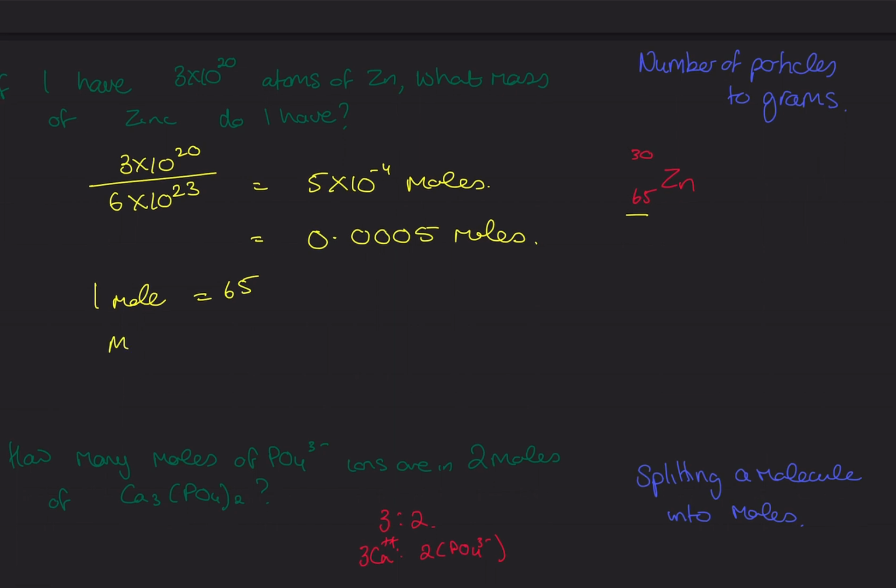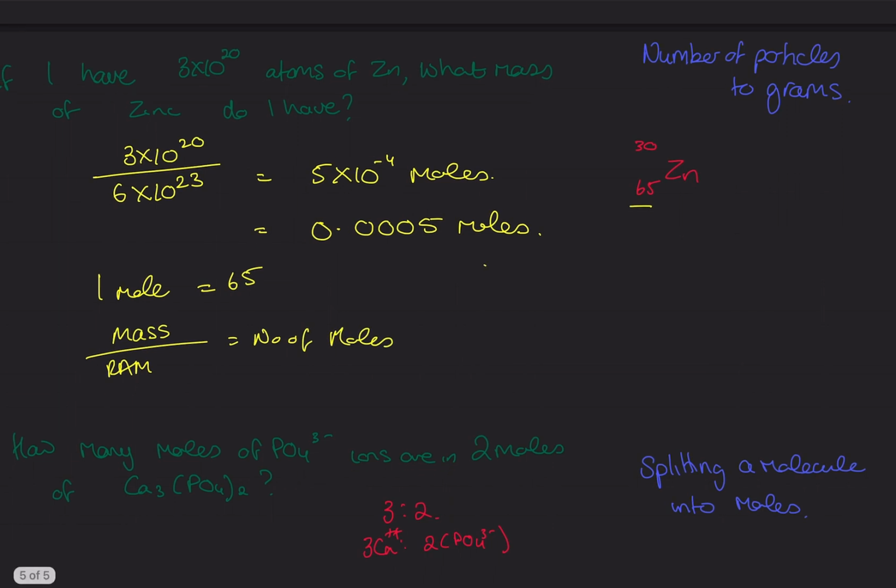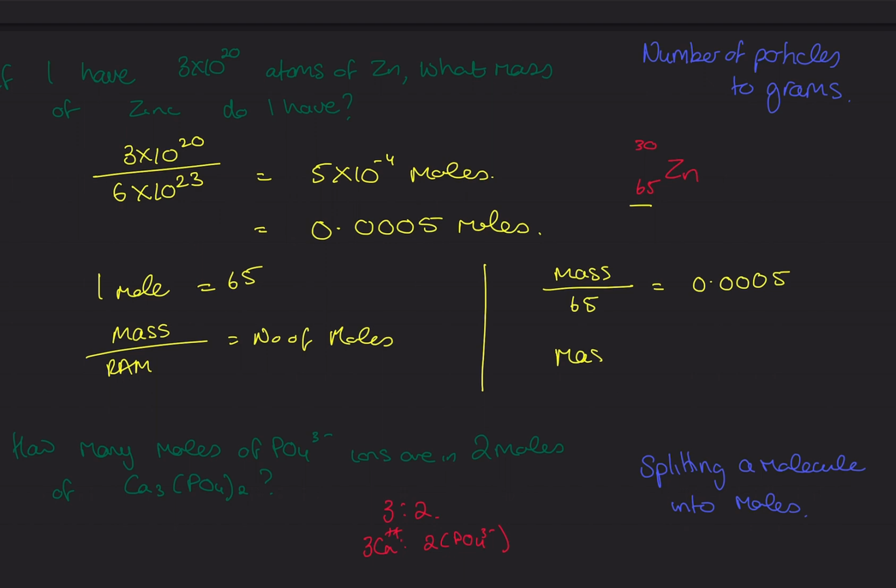Okay, and remember our formula, mass over relative atomic mass equals the number of moles. So let's fill that in. We don't have the actual mass that we want. We do have the relative atomic mass, 65, and we have the number of moles that I have. Okay, so the mass would then equal the number of moles times our relative atomic mass. Okay, and that's the mass of zinc that we have weighed out.